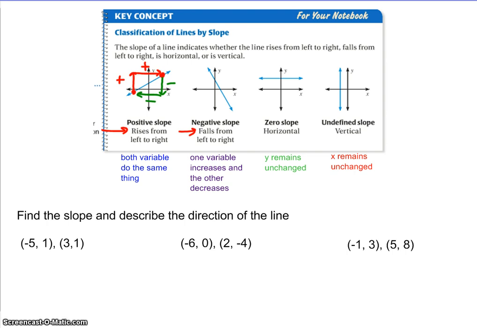And we do the same thing with the negative slope. We can look at it that way. What's going on is both variables are doing the opposite thing. One's getting bigger, one's getting smaller.